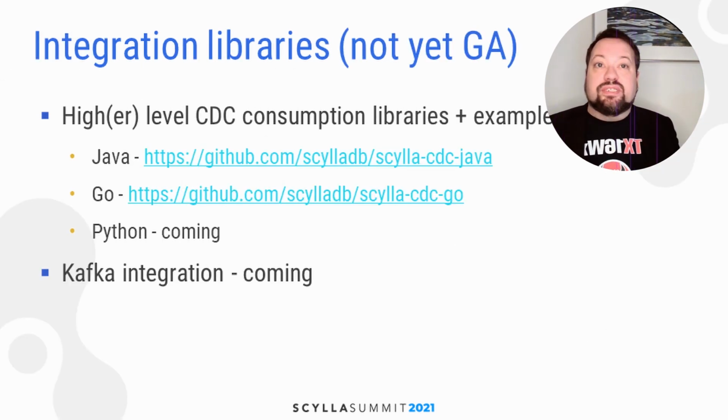We will be providing integration libraries. These are higher level CDC libraries for consumption and integration, including examples. Libraries for Java and Go are already available in preview form on GitHub. A Python library is coming, and a Kafka integration library is also coming.